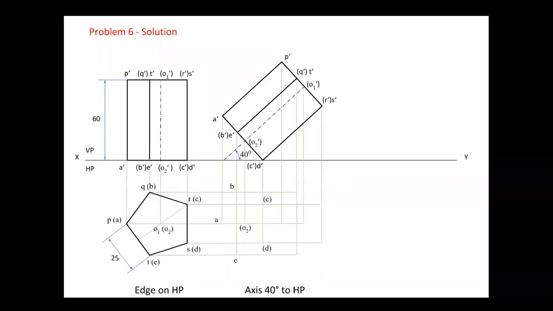Then once I know the bottom base, I need to know the top base. Again I'm going to project: P from here, then Q and Q, T and T, R from here and R from here, S from here and S from here. Once I know those points, I'm going to name them P, Q, R, S, and T. Then I'm going to join the top base, that is from P to Q, Q to R, R to S, S to T, and T to P. This is my top base, which is always visible from the top.